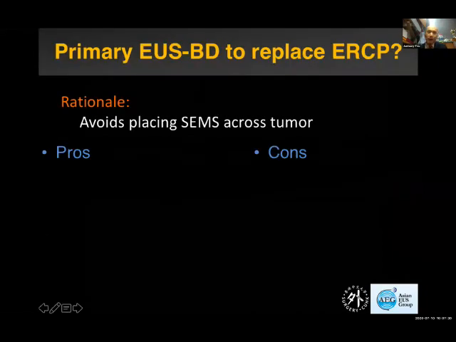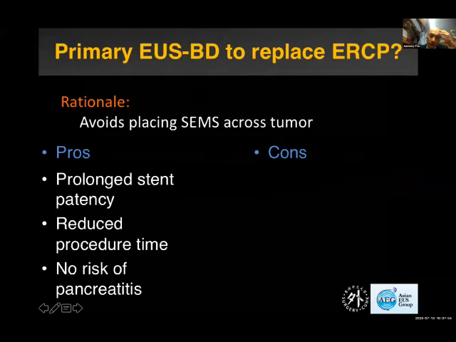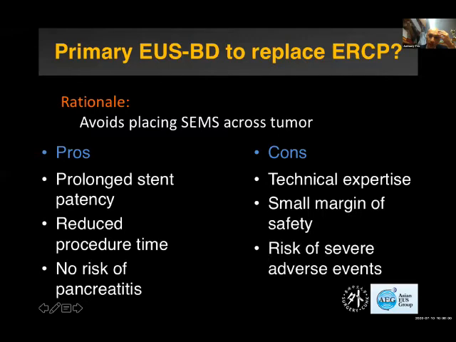In terms of EUS-BD drainage, a very hot topic right now is whether EUS-BD can potentially replace ERCP. The main rationale is that in EUS-BD, the stent is placed away from the tumor, so this may potentially reduce the need for reintervention or reduce the risk of tumor ingrowth. So there may be prolonged stent patency, reduced procedural time, and no risk of pancreatitis. Of course, to perform EUS-BD, you need technical expertise. There's a risk of complications, as well as the need for dedicated devices, which may make the procedure more expensive.